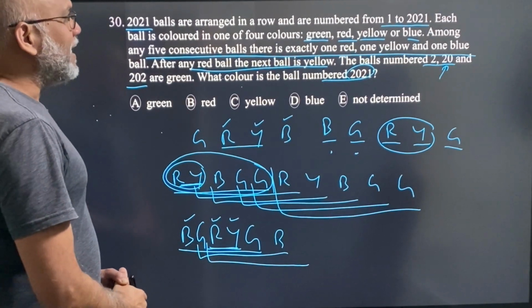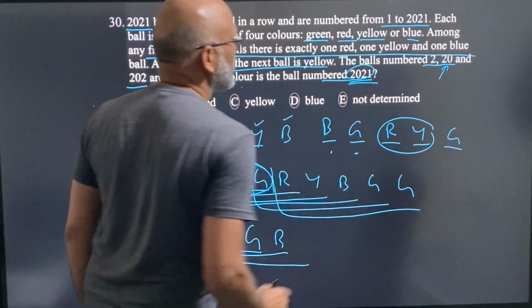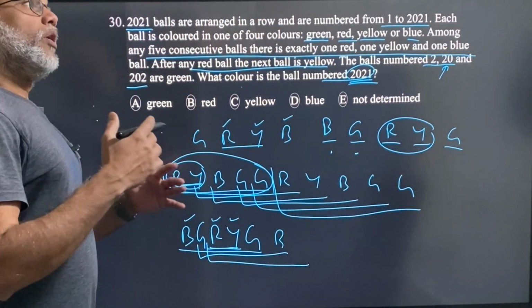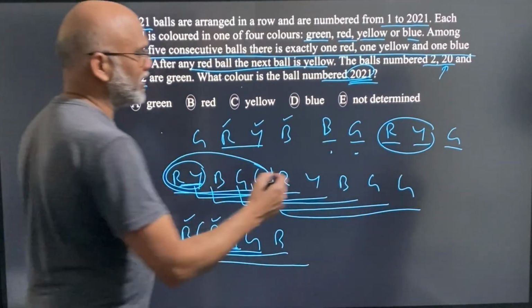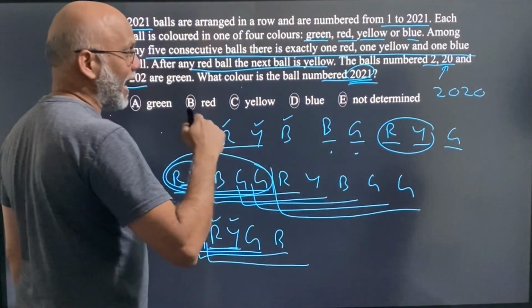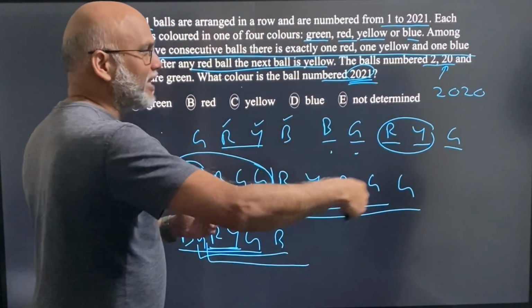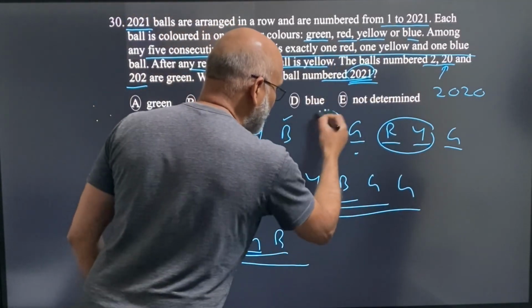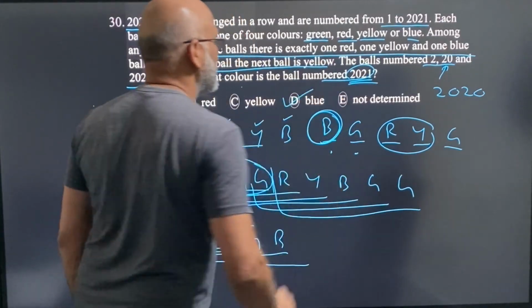That is verified. Then, what color is the ball number 2021? What is the nearest number that is divisible by 5? 2020. So 2020 is divisible by 5, and that completes the pattern. Then the first one, when we start, is blue. So the correct choice is D, the blue.